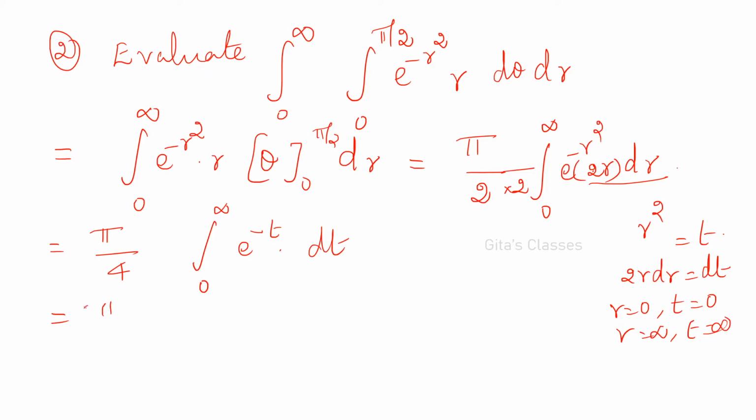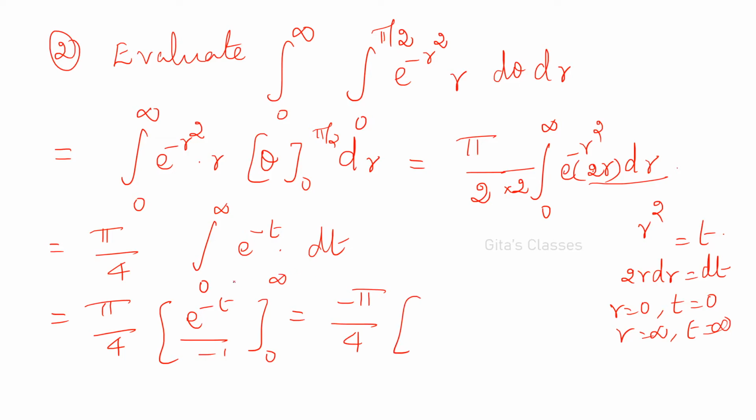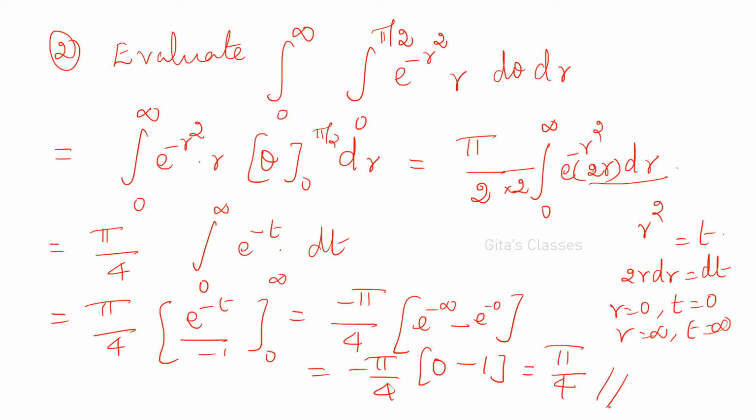So pi by 4 into, if you integrate, e power minus t by minus 1 from 0 to infinity. Now I'll take this minus outside, so minus pi by 4 into e power minus infinity minus of e power minus 0. So this will become minus pi by 4 into e power minus infinity 0 minus 1, which is equal to pi by 4 is the answer. Understood?